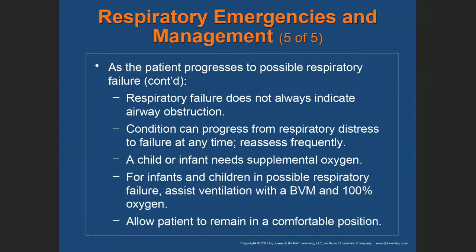Respiratory failure does not always indicate airway obstruction. Condition can progress from respiratory distress to failure at any time. Reassess frequently. And I've said this before, respiratory distress is defined as the patient being able to exhibit adequate chest rise. So once there is visible chest rise, it is distress if they're having complications. If they don't have visible chest rise or have poor chest rise, then they're going into failure.